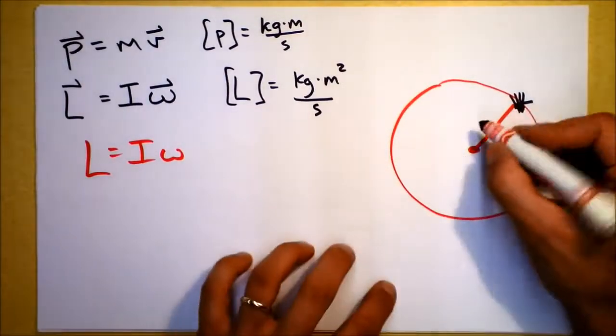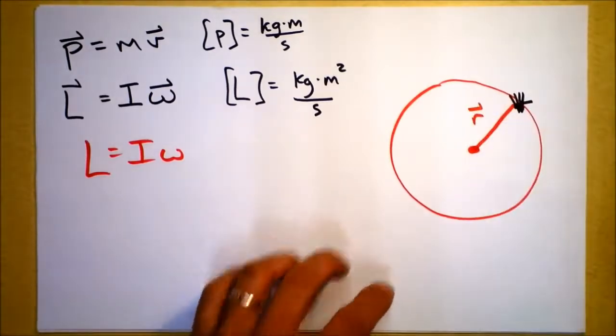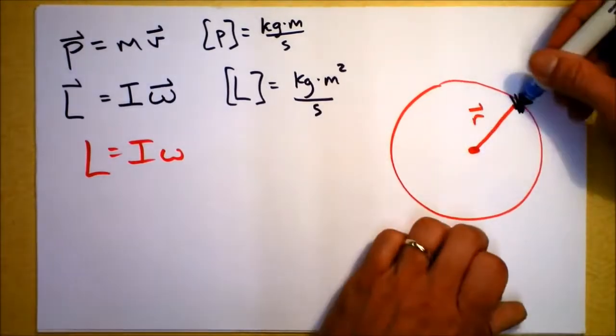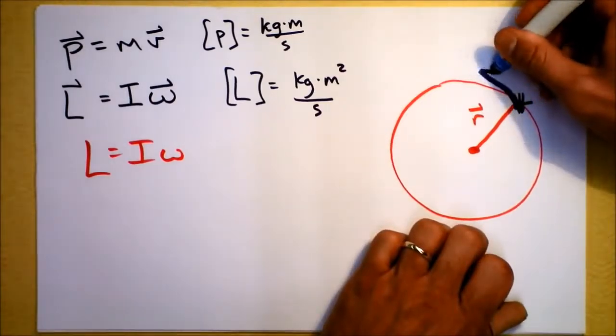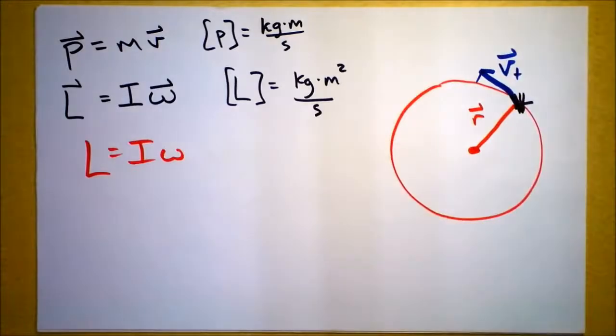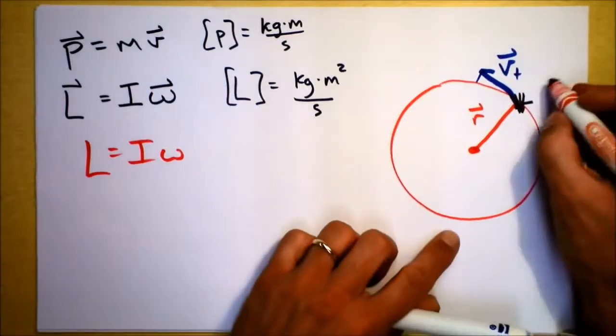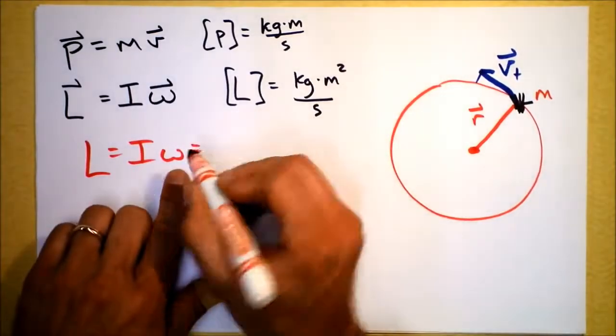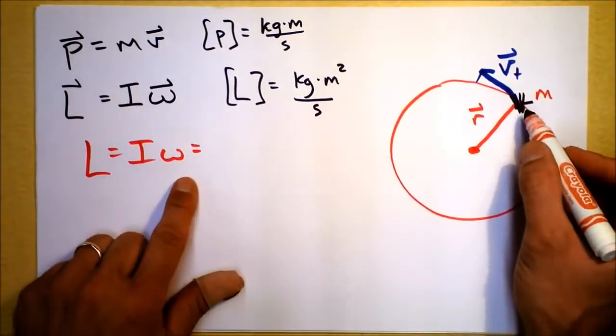So we could define this distance to be r, and we've got some velocity there, v. What do you want to say, this direction? Yeah, we'll say it's going in a positive direction. That's tangential speed, that direction, and it's got some mass. The severed hand has mass m. So I want to think about what the angular momentum of this thing might be.